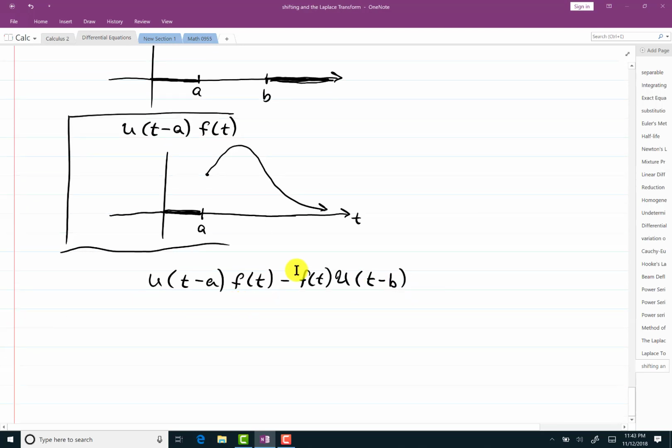because this part right here, I'm going to write it up here, the f of t times u of t minus b, just this part of the graph will only let f start to happen after it gets to b. So it will do this. And it will be here like that. And it will be 0 until I get up to b.